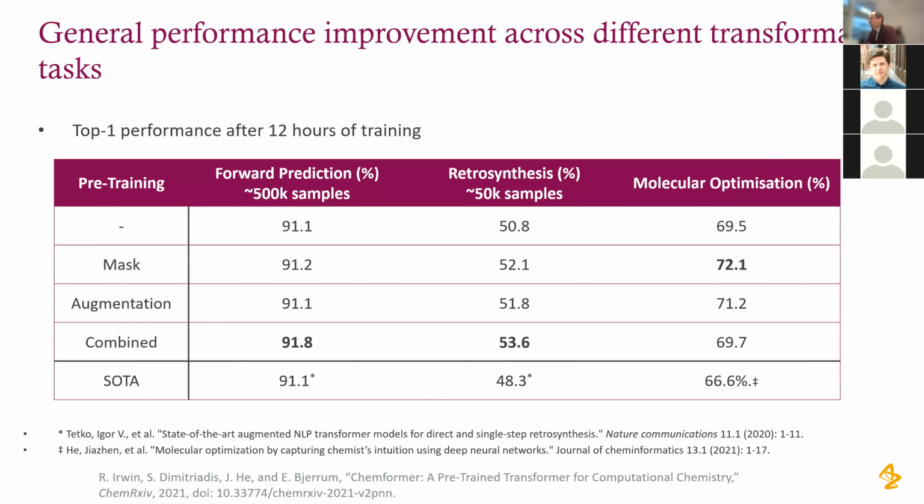So we also tried out another sequence-to-sequence task, and we also looked at, was it the masking task, was it the augmentation, or was it a combination of that what was best? For both our samples with synthesis prediction forward and retrosynthesis, it was a combination of the two tasks that provided the best performance. But for the molecular optimization task, where we asked the model to take a molecule and induce a wanted property change, it seemed that the mask task was actually better here.